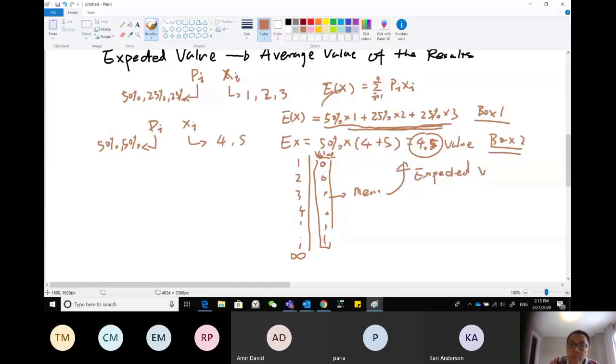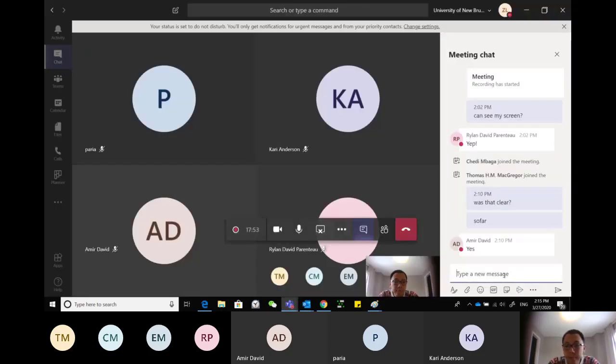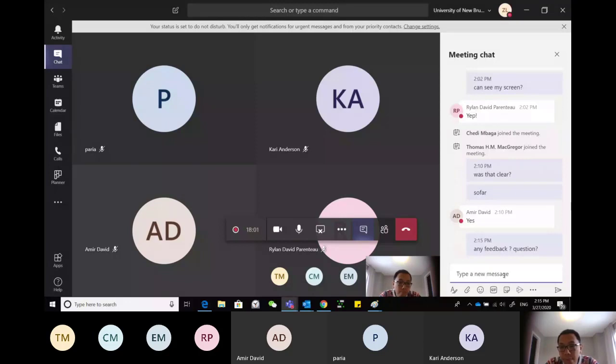Okay. So I hope that's clear for these 2 concepts before we move into the examples. So let me just collect some feedback. Any feedback? Questions? Is that clear?